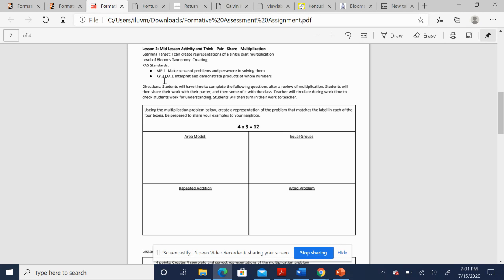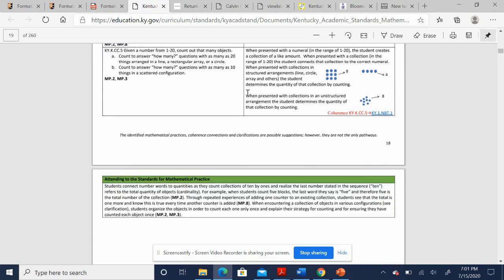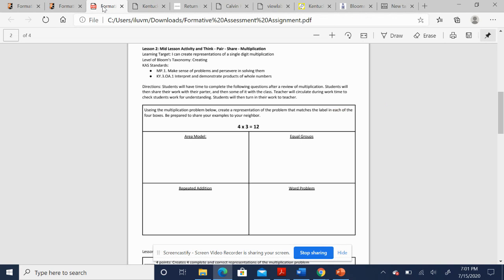But if we look at the standard, now this person has a practice and a standard, okay? This tells me this is a third grade Kentucky standard, okay? OA, if you don't know what that means, if you look here in the standards themselves, that OA is the domain. So that OA stands for Operations and Algebraic Thinking. That's the domain that it comes from. So their standard says interpret and demonstrate products of whole numbers. So does the target match the standard?